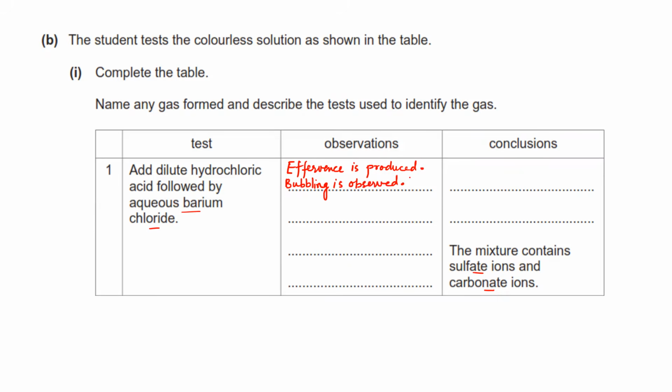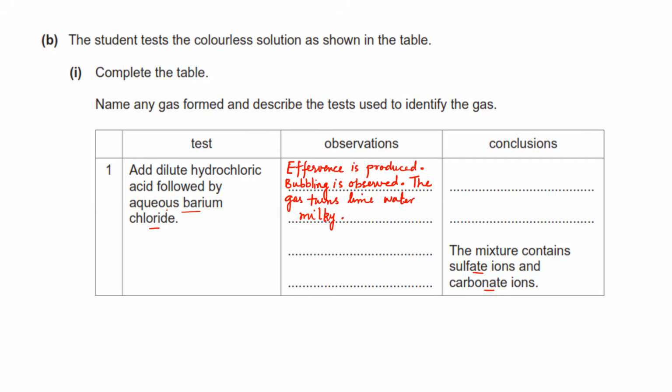Then you can say the gas turns lime water milky. So this is or will be the case for the acid reacting with the carbonate, showing the presence of carbonate ions.